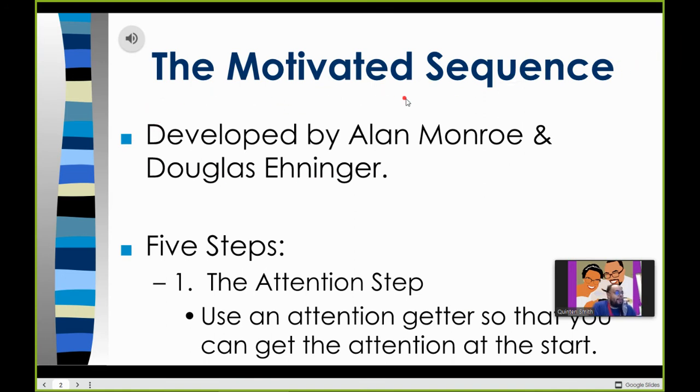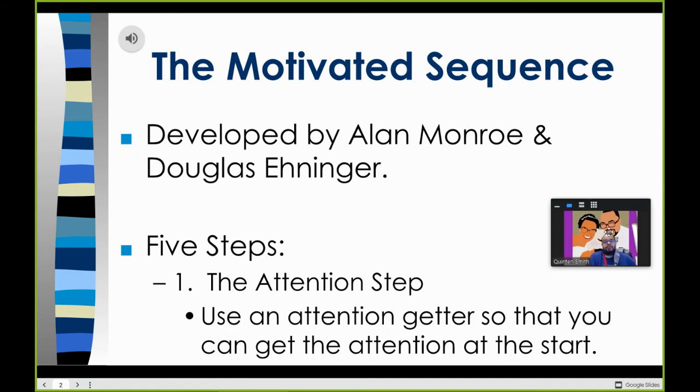Okay, it was developed by Alan Monroe and Douglas Ehninger, and there are 5. How many? 5 different steps to it. The first one is the attention step. So the reason why I compare a lot of commercials to this is only for the fact that you see quite a bit of commercials use this. So the first thing that they do is get the audience's attention. So obviously we want to have an attention getter in our speech anyway. So using the motivated sequence, you start with the attention.